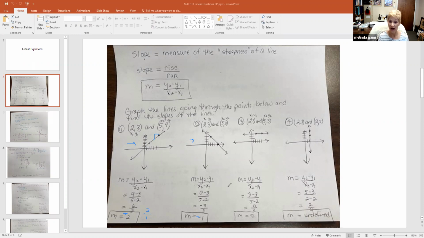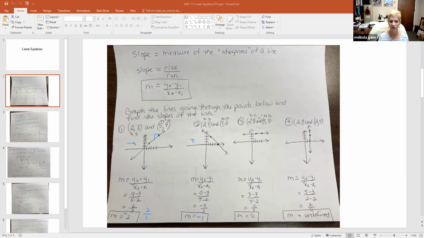And that's always going to happen. When you draw the lines, if they're going up when you look left to right, you better get a positive answer for slope or you've made a mistake. And similarly, when you look left to right, if the line is dropping, you better get a negative slope or you made a mistake. Now, these are kind of your two special cases. I graphed 2, 3, and 5, 3.